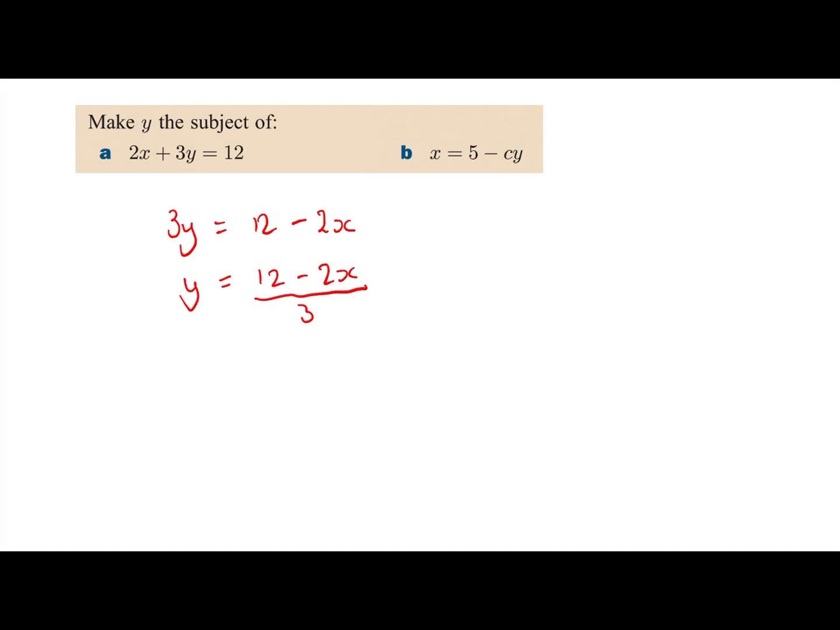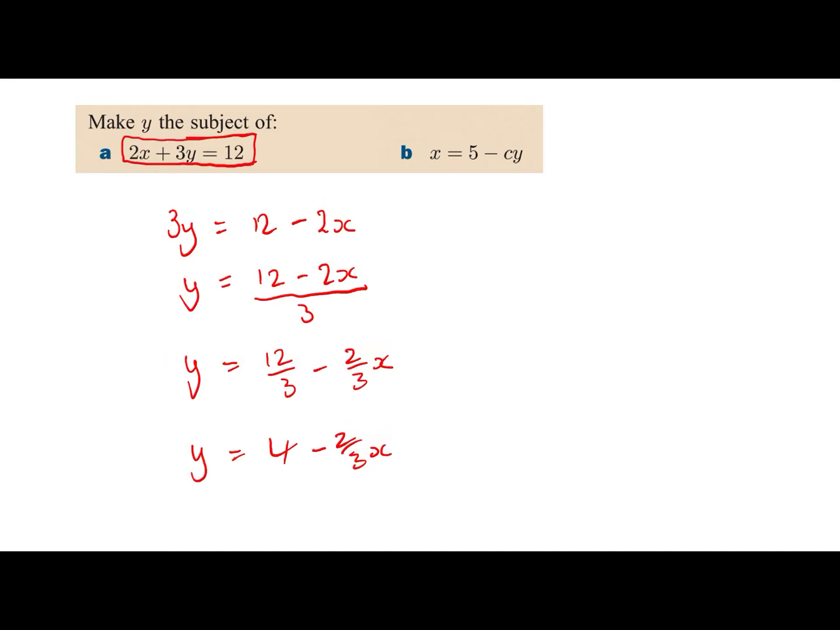And what I want you to get used to doing, because it's particularly helpful when we're talking about straight lines, is just split that up. That's going to be the same as 12 over 3 minus 2 over 3x. Okay? That's just working with the rules of fractions backwards. And so y is equal to 4 minus 2/3 x.